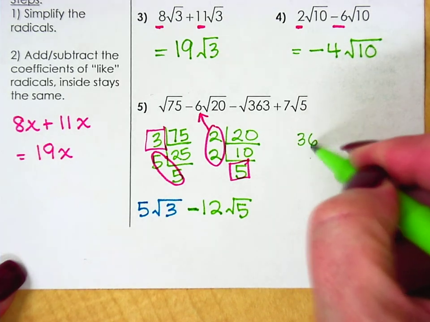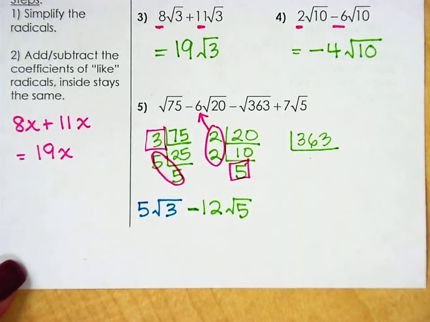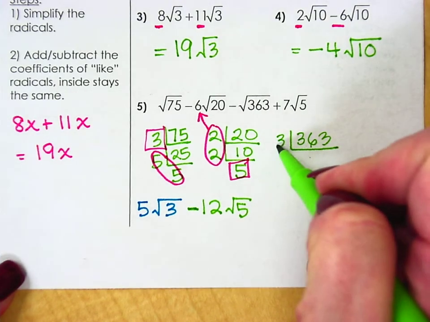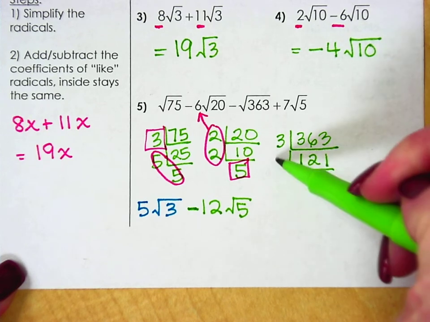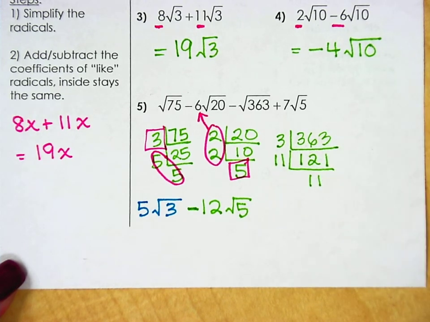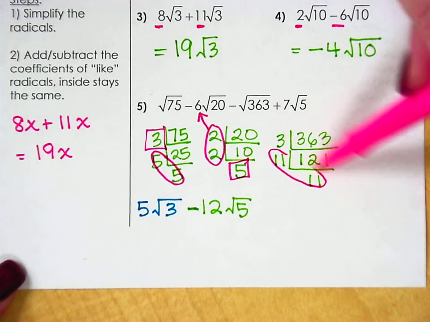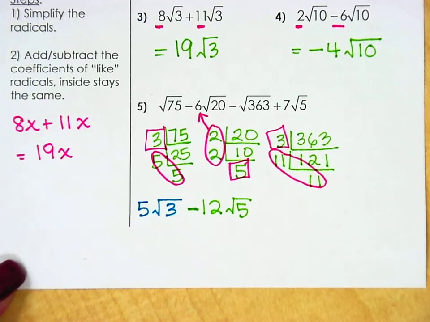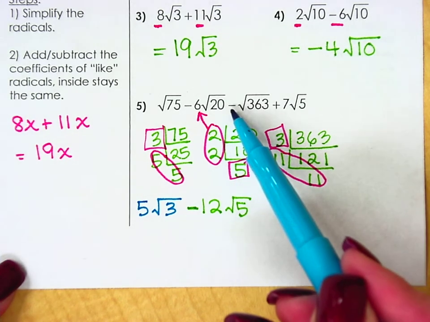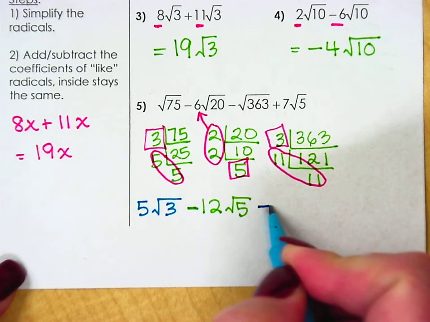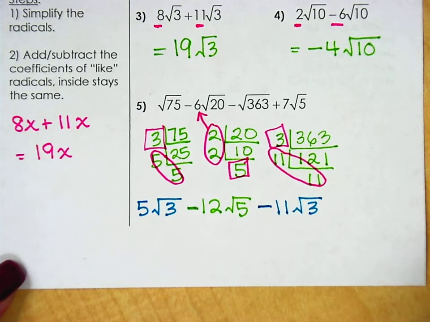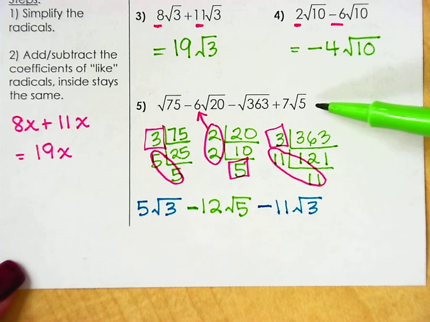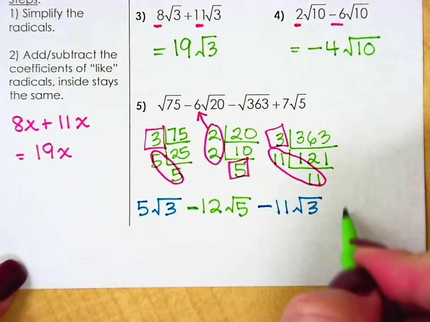Oh, 363. We haven't seen that before, but it looks like 3 is probably a factor of that. So let's go ahead and divide by 3. Gives me 121. I recognize 121. That's 11 times 11. So that gives me my pair of 11s with a 3 left over on the inside. This time the negative comes down. So -11 radical 3. And then lastly, when I see this +7 radical 5, there's nothing I can do to simplify that. So it stays exactly the same.